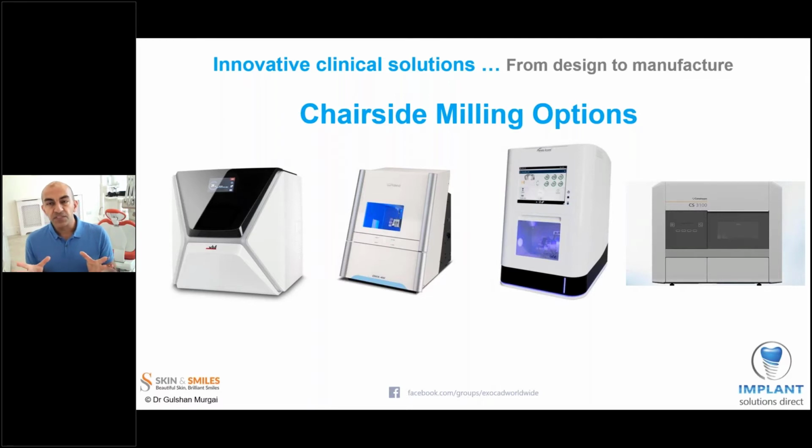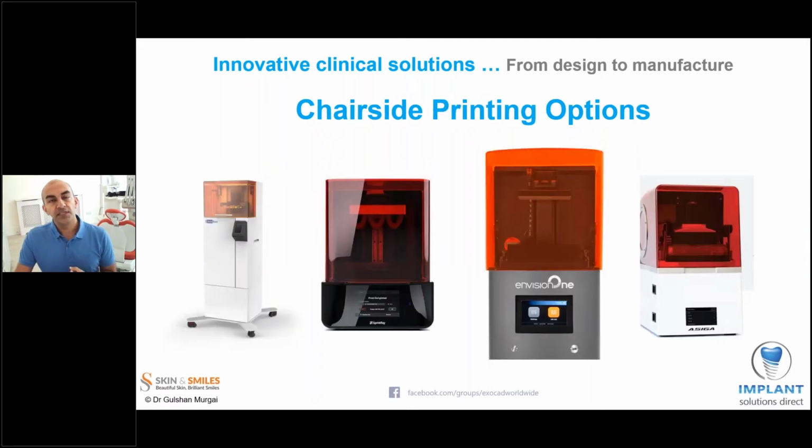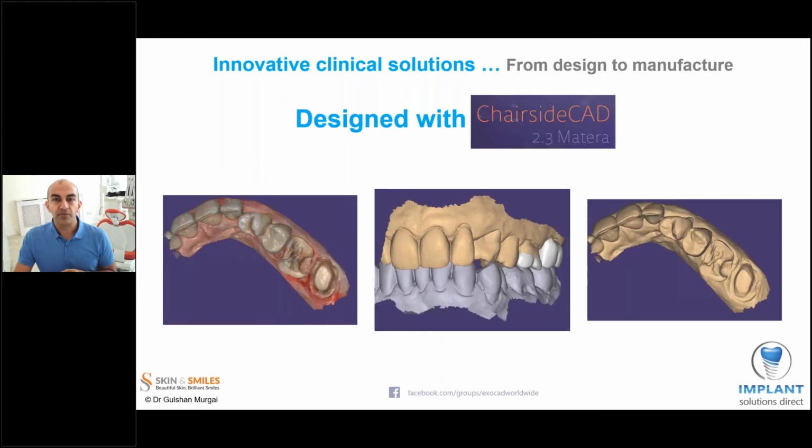So 6 different machines available, 4 of them are on the screen there, all nicely linked up with ChairsideCAD in such a way that you can push a button at the end of your design and push the restoration straight to the mill. Also, they've worked with 3D printing manufacturers, so you can see NextDent's product there, you can see SprintRay's product, EnvisionTech, and also Asiga. All of these are machines that work well with the exocad platform.